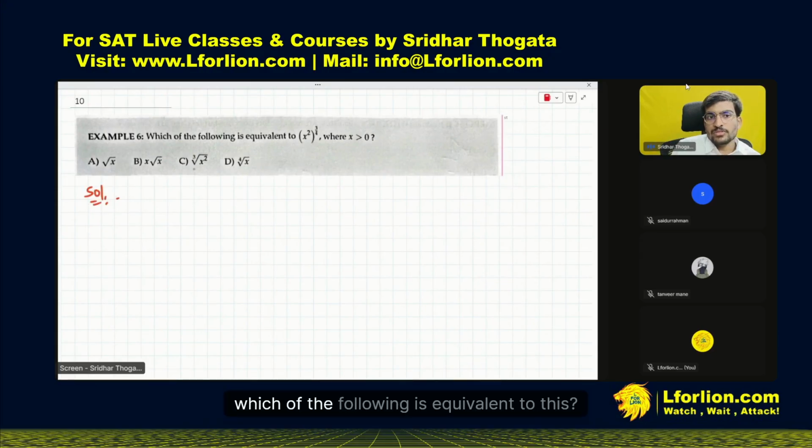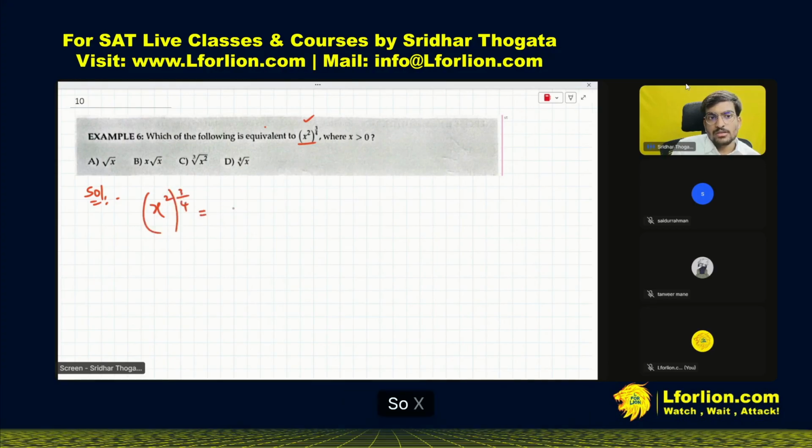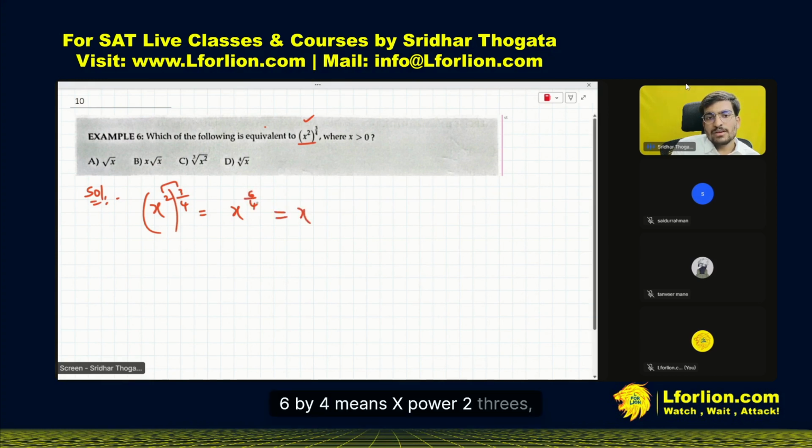Which of the following is equivalent to this? So we have to pick one option. After solving, this will be equal to one among them. So (x squared) to the power 3 by 4 is there. So x to the power 2 times 3 over 4, that is 6 by 4. 6 by 4 means, 2 threes, 2 twos, 3 by 2. So x power 3 by 2.